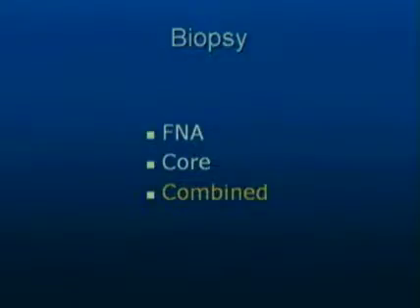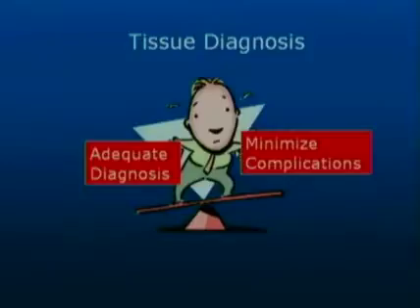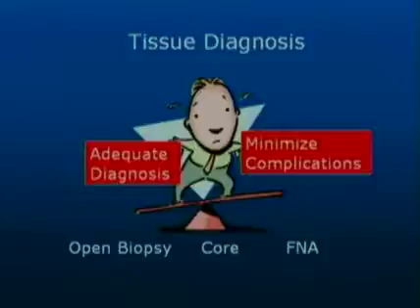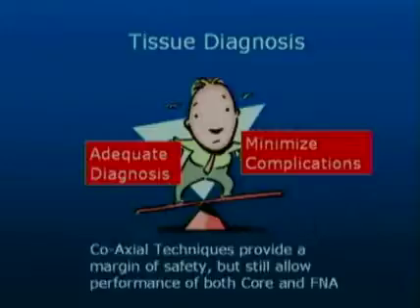When will we do combined FNA and core? Well, we do it in a number of different cases, and we sort of have to say, do we want to get an adequate diagnosis or do we want to minimize complications? So we're sort of teetering between this all the time. With open biopsy, we'll get an adequate diagnosis, but with FNA and core, you sort of want to minimize complications.